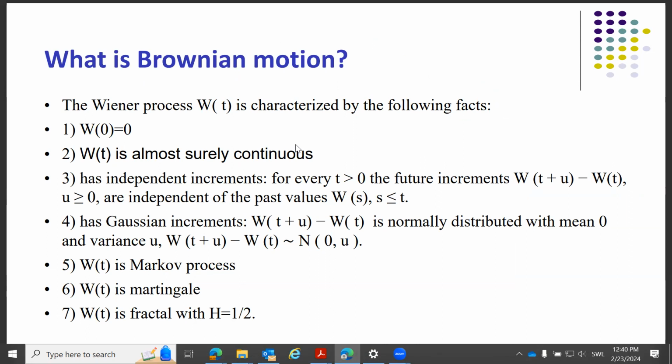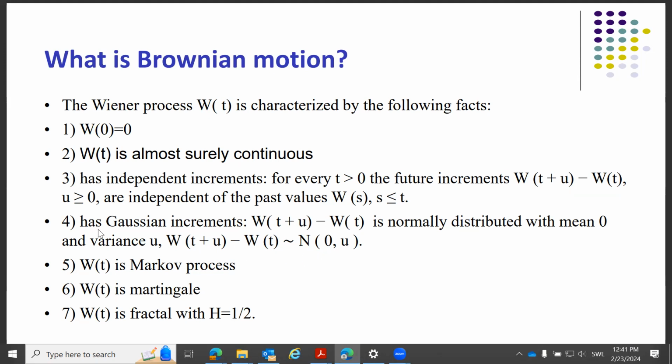Do you remember what Brownian motion is? I can refresh your memory. It is a stochastic process which has the following properties. At the initial moment, the value of the process is 0. The process is almost surely continuous, has independent and stationary increments, and these increments have a normal distribution with parameters 0 and u, where u is the distance between two values.